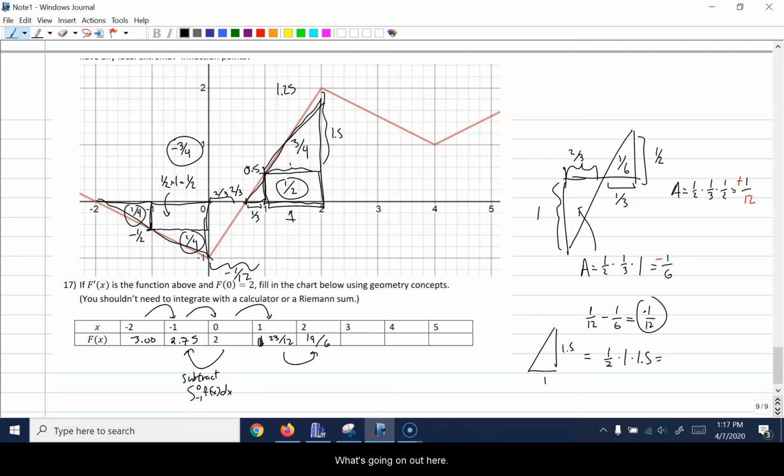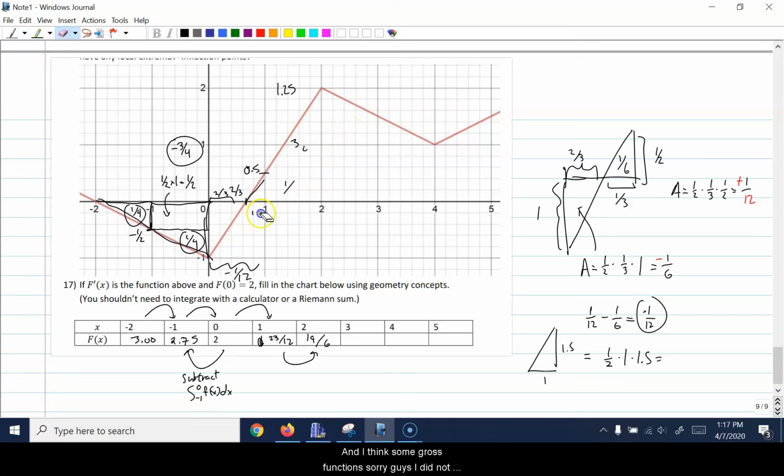What's going on out here? We have a rect. And I picked some gross functions. Sorry, guys. I did not realize these shapes were going to be as annoying as they are.